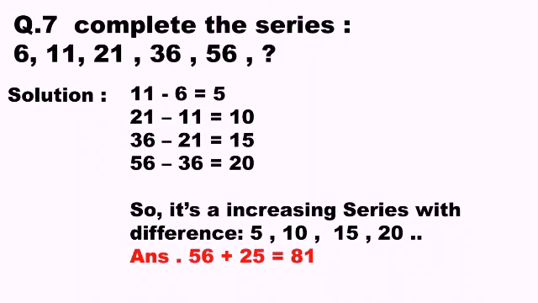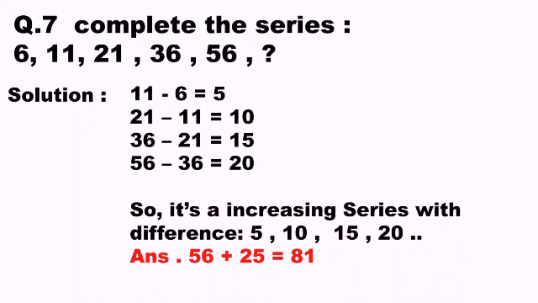11 minus 6 equals 5. 21 minus 11 equals 10. 36 minus 21 equals 15. See, the gap is also in increasing order. So it's an increasing difference series with the differences 5, 10, 15, 20. So what will be the next gap? 25. So we have to add it. If we add 25 to 56, we will get 81. This is our answer. So in this way you can solve this type of question.